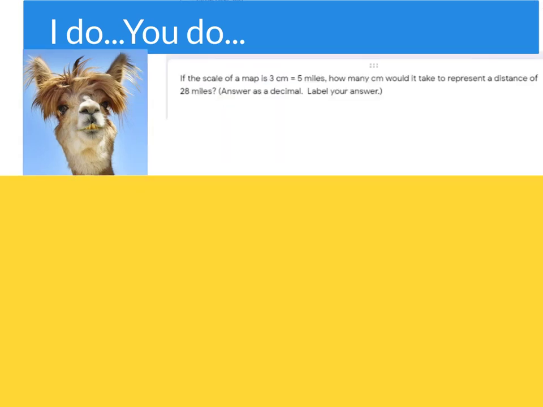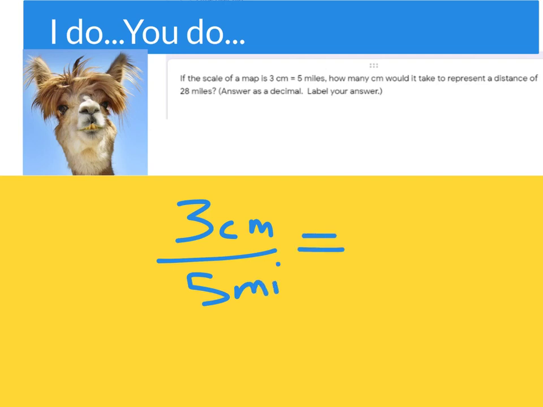This problem says, if the scale of a map is 3 centimeters equals 5 miles, I'm going to take just a second to write that down, 3 centimeters over 5 miles. I like to a lot of times even double label it. That's my change, that's my actual. That means this is quite a shrink. 5 miles shrinks down to 3 centimeters.